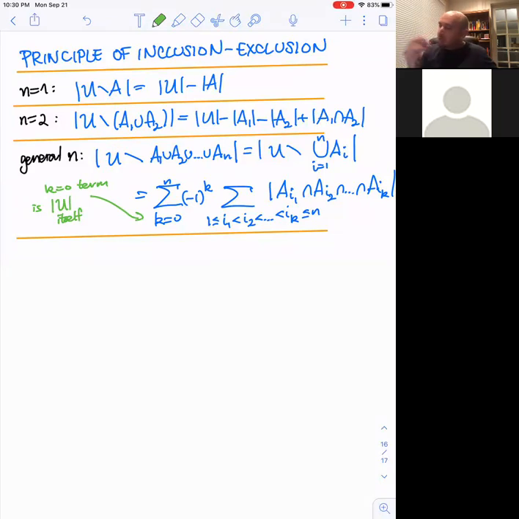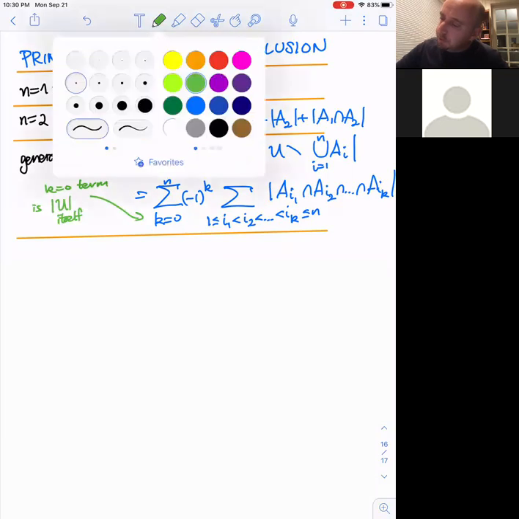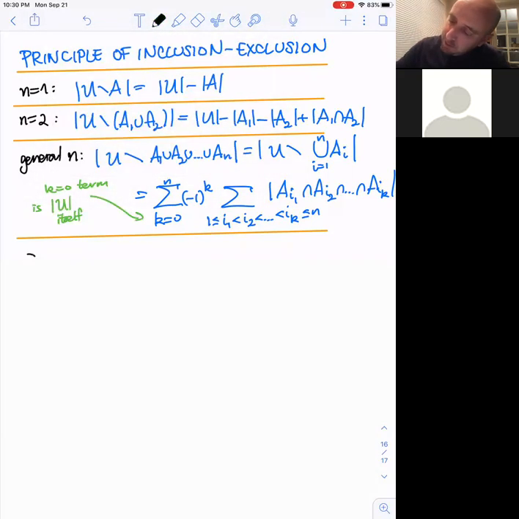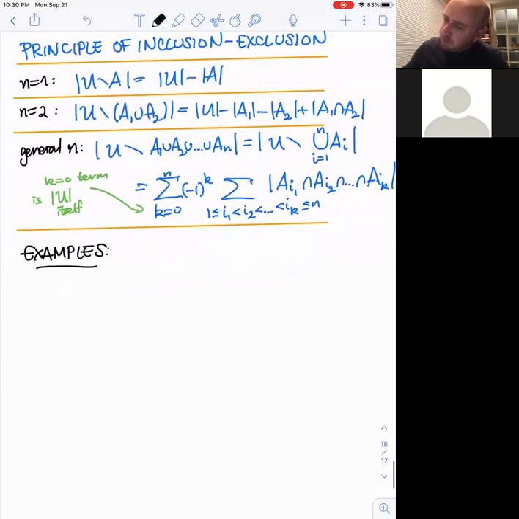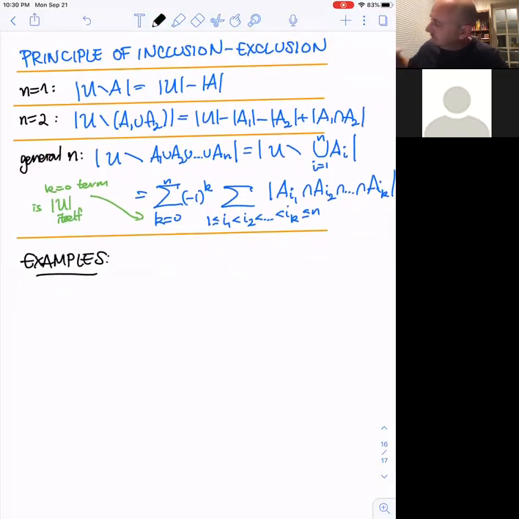Okay, so let's do some examples. The first two examples are going to be using the n equals 2 case of PIE. I think we actually already did one of those that had to do with the languages in the school, but let me phrase some that are a little more interesting that show you how to do some general analysis for certain classes of problems.